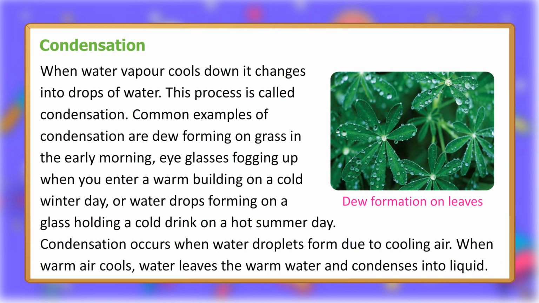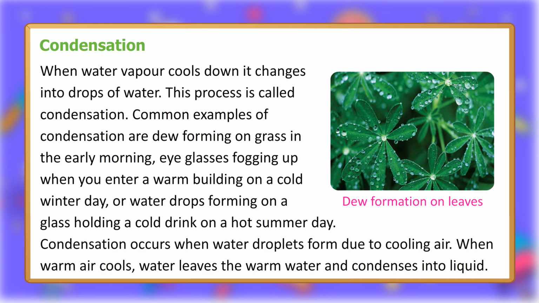Condensation. When water vapor cools down, it changes into drops of water. This process is called condensation. Common examples of condensation are dew forming on grass in the early morning, eyeglasses fogging up when you enter a warm building on a cold winter day, or water drops forming on a glass holding a cold drink on a hot summer day. Condensation occurs when water droplets form due to cooling air. When warm air cools, water leaves the warm air and condenses into liquid.